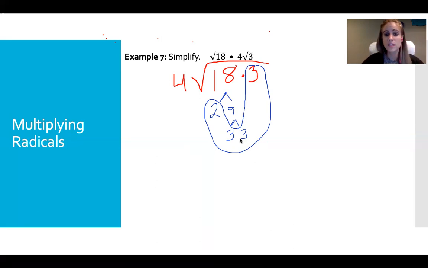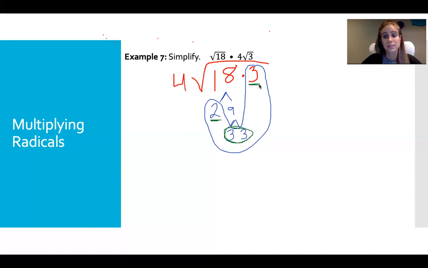All right? Now, what are we looking for? We're looking for pairs because pairs turn into squares. So right here, I see a pair of 3s. This 2 is lonely, he doesn't have a partner.